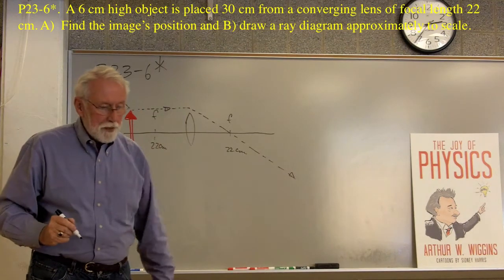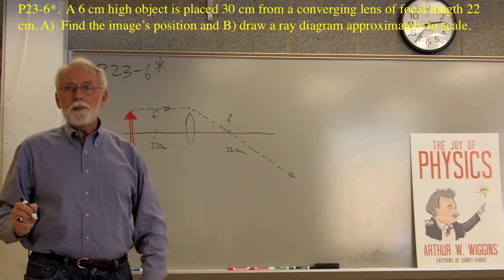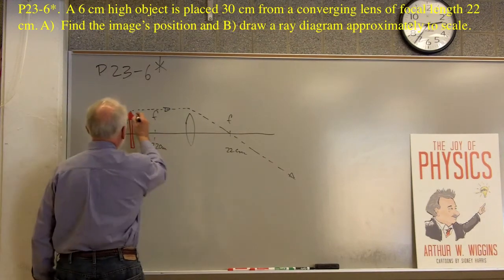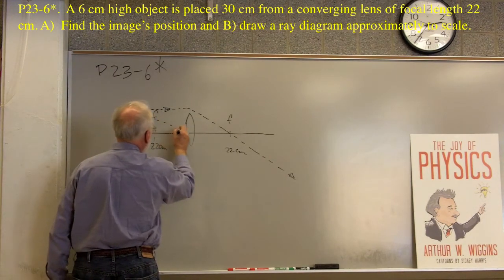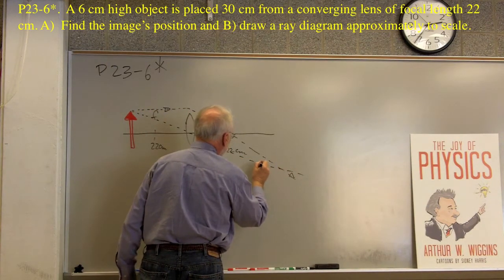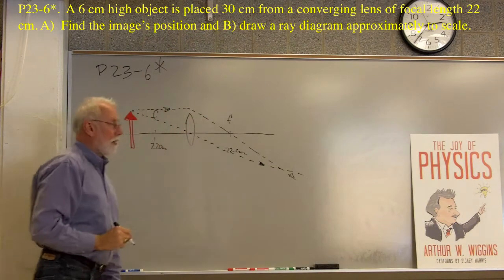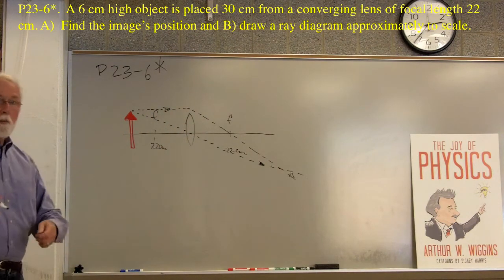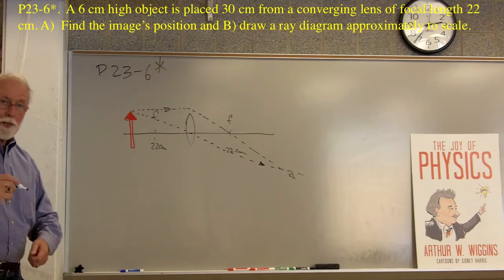There's another ray. This other ray goes right through the center of the lens and is undeflected. So that ray looks like this. So it continues that way. Okay, so there's a couple of rays. Pretty straight? Not too bad. You can do better because you have the capability of using a straight edge.